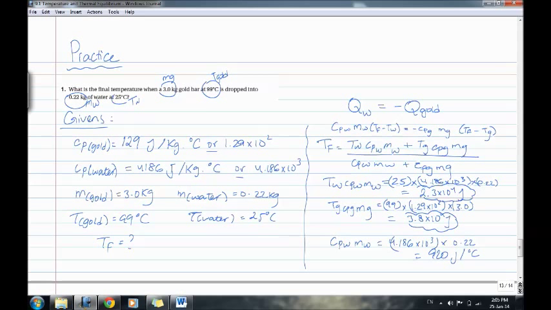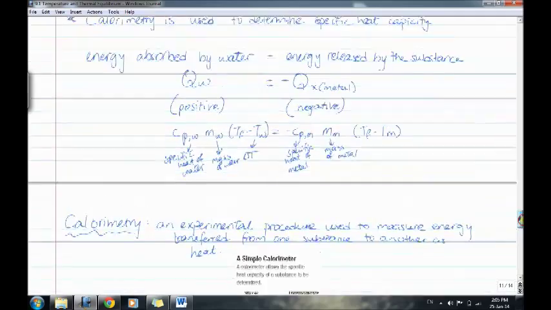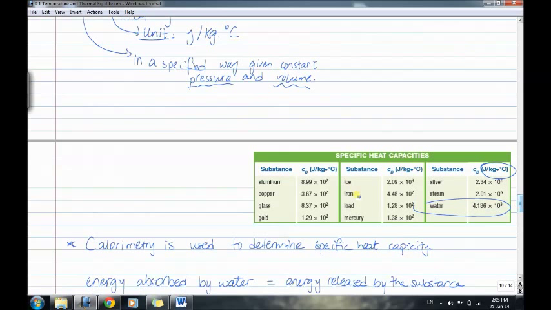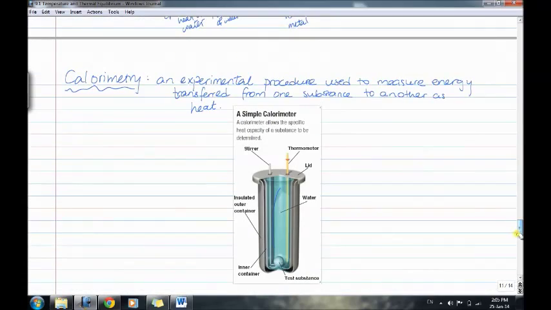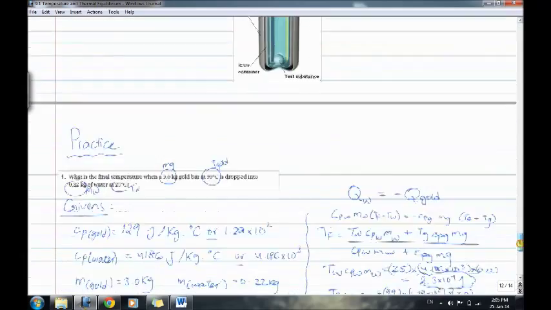Now, first of all, the givens. The two known givens are the specific heat of gold, as you can see here, it's given already, and also the specific heat of water. So the specific heat of gold is 1.29 times 10 to the power of 2, and the specific heat of water is 4.186 times 10 to the power of 3. These are already given. Then we go back to the question.